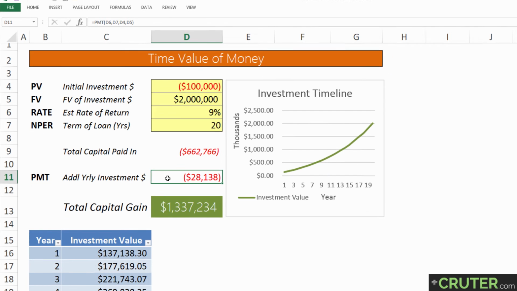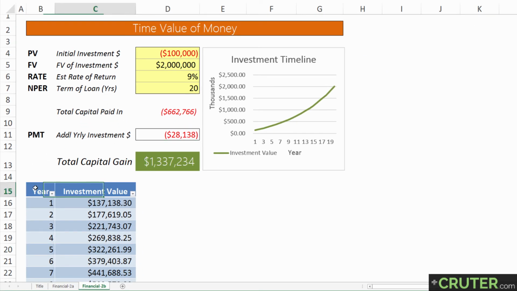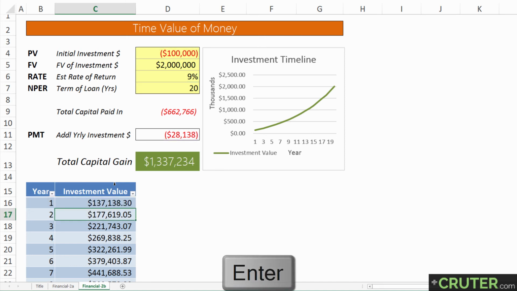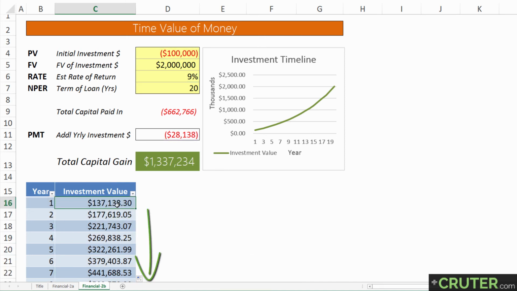And then lastly, I want to point out that I've added this table here that looks at the investment value each year. So it says the first year I'm going to have $137,000 because I've invested $100,000 plus the additional $28,000 at the end of the year, and then plus that first year's interest gets me to $137,000. And then I've just copied this formula down. So all I've done is said, all right, the future value of the rate, which is 9%, the periods, which is right here, the first year, and then the payment of what I've calculated above, and then the present value, which is my initial investment of $100,000. So I'm able to just drag this formula down to get the rest of these values for the next 20 years.